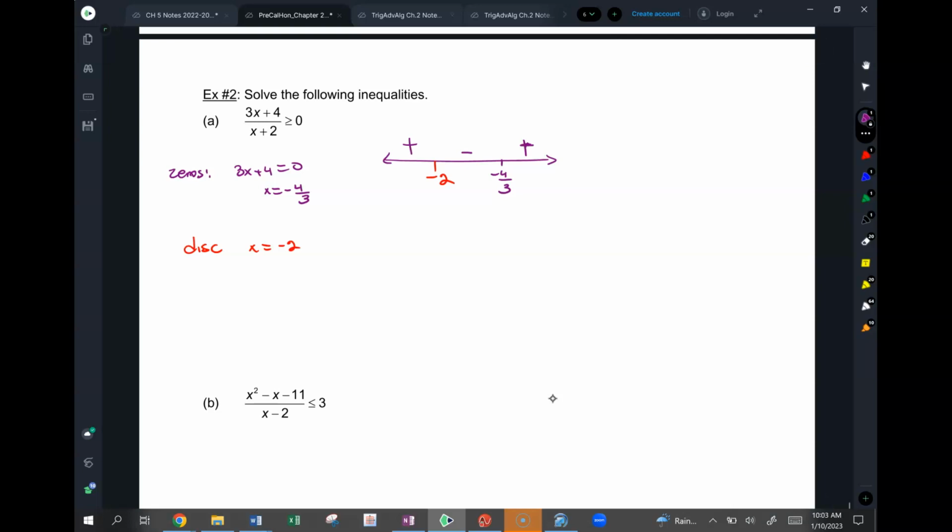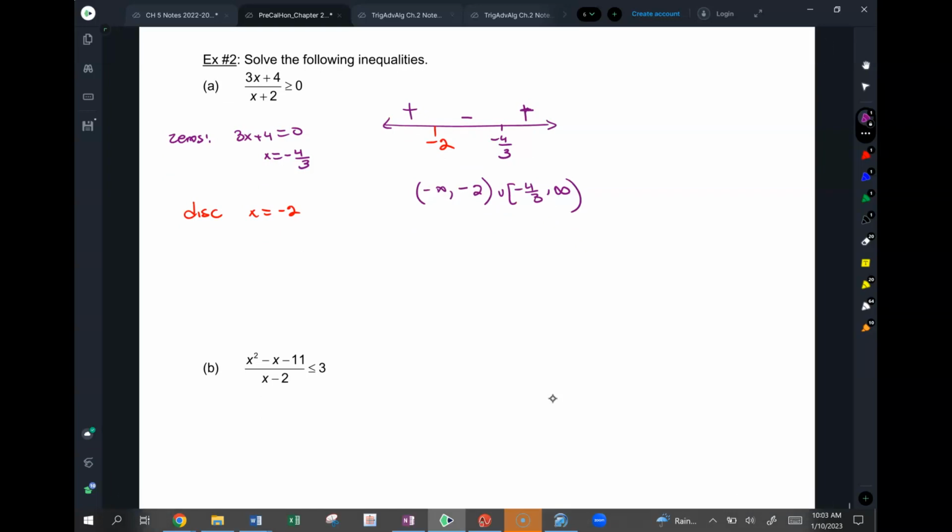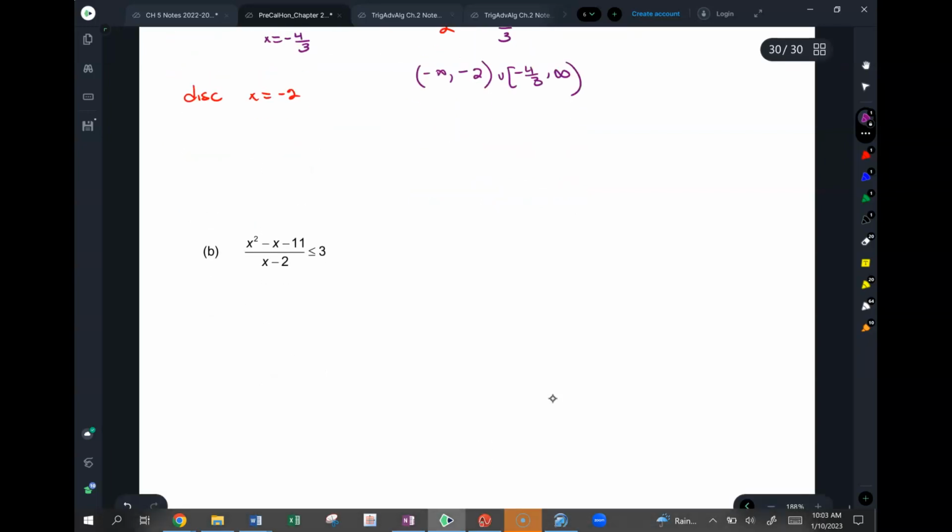So now I want the regions where this is positive, and that's negative infinity to negative 2. Okay, it is inclusive, so it's greater than or equal to 0. But can I include the negative 2? No, because it's a discontinuity. However, I can include the negative 4 over 3. So those are the sorts of things that you have to be careful of, okay? We can't include negative 2 because it's a discontinuity. But the 4 over 3 doesn't matter. Okay, next one. Oh, and last one actually.